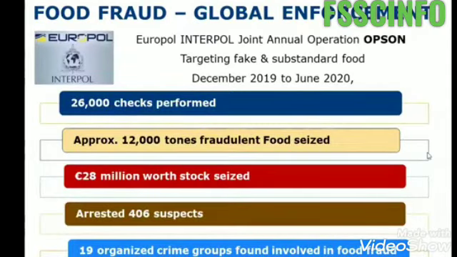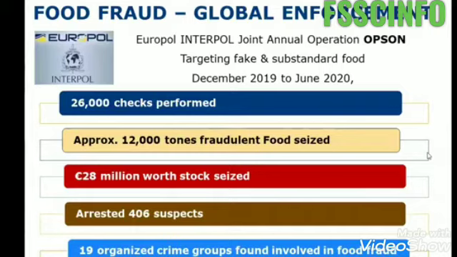Here I can give you an example. This is just the latest example, and here you heard the names of Interpol and Europol. Interpol is basically the police of different countries. If they work together, we call them Interpol.